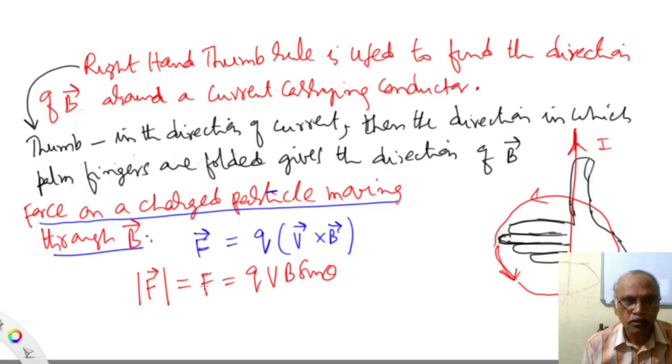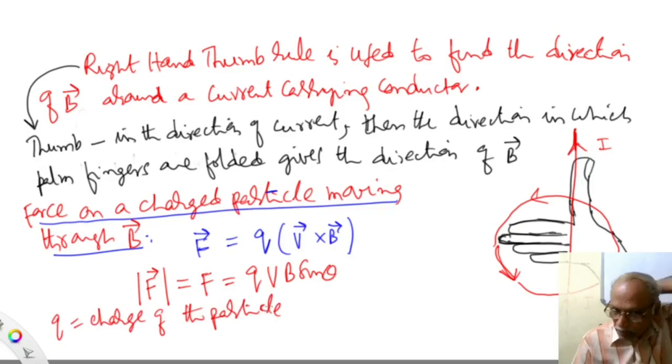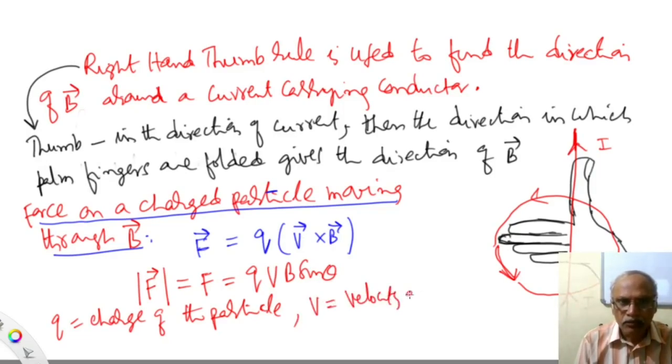For example, if an electron is moving through a magnetic field, then the charge on the electron you have to take is 1.6 into 10 power minus 19 coulomb. So Q is the charge of the particle, V is the velocity of the particle, and B is the magnetic field.